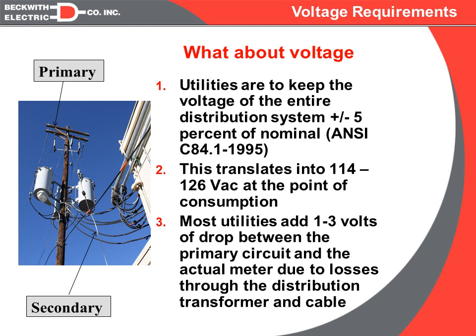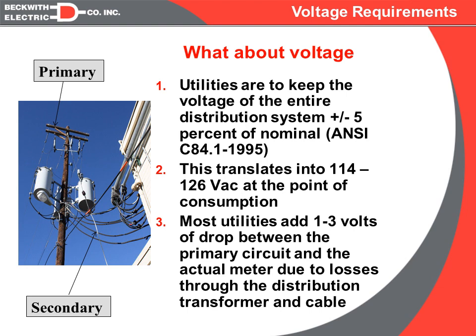Most utilities will add 1 to 3 volts to their modeling to allow for that drop, and therefore instead of looking at 114 to 126, they're typically looking more in the range of 115 to 117 on the high side, and then bumping this voltage up typically to 127 to 128 volts.